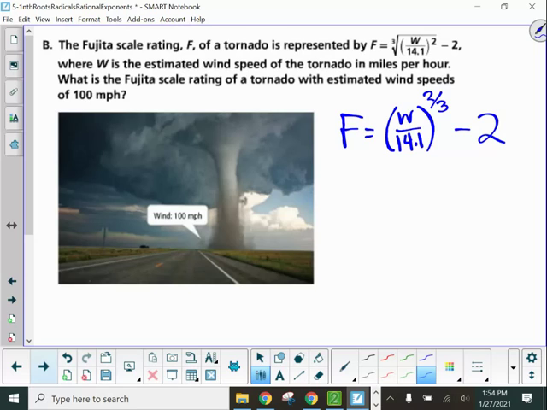Well, the interesting thing about the Fujita scale is this is a round down scale. So even though 1.69 is closer to 2 than it is to 1, it's still considered an F1 tornado because you have to actually reach the next threshold to be considered up at the next level. So I just thought that was kind of an interesting connection there with the fractional exponents and the different radicals that we have.